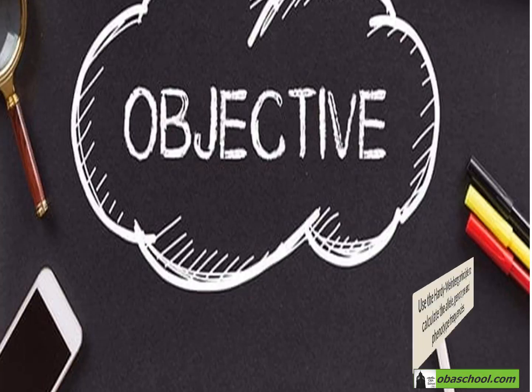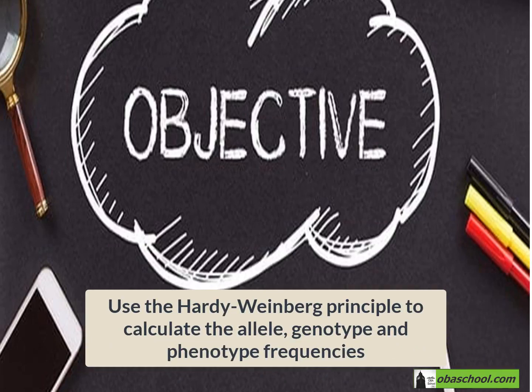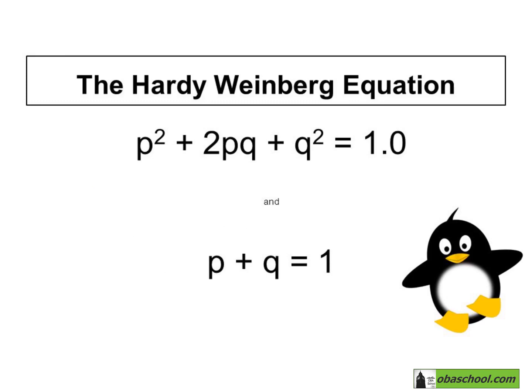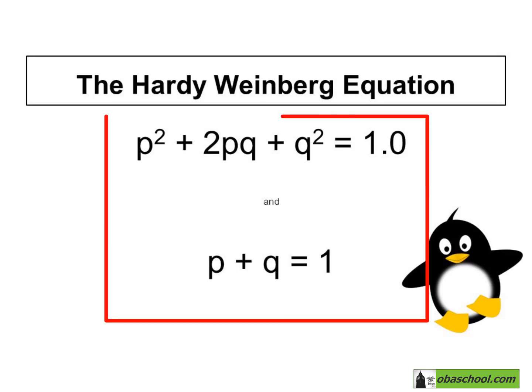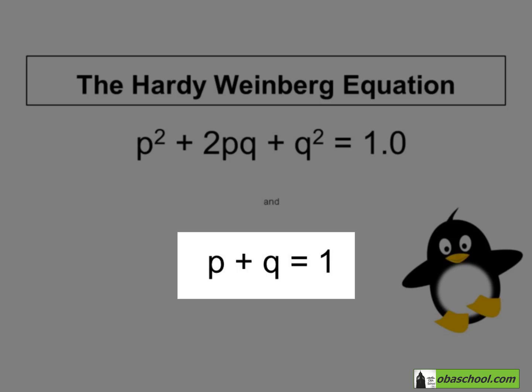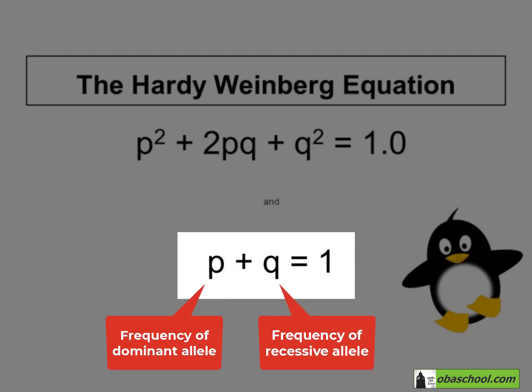In this tutorial, we are going to use the Hardy-Weinberg principle in order to calculate the allele, genotype, and phenotype frequencies. We have learned that the Hardy-Weinberg principle contains two equations. The first equation is P plus Q equals 1, with P equal to the frequency of the dominant allele and Q equal to the frequency of the recessive allele.